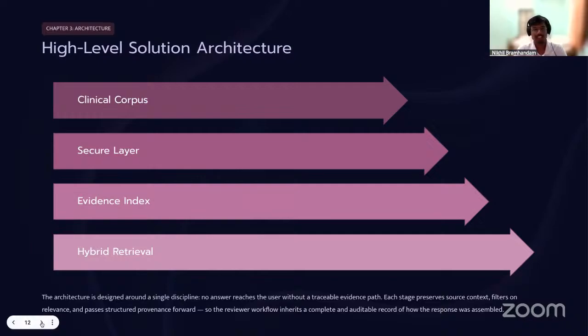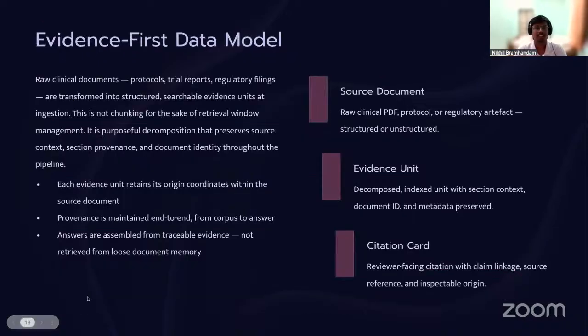I think we can go to the next slide. Yeah. So this is what I was talking about when I said it doesn't have to be just the source document. The source document is just step one of an evidence first model. Even in the source document, we track which section the source is coming from, and a citation card helps the reviewer understand what kind of claim linking is being done here. Anyone have any thoughts on this part?